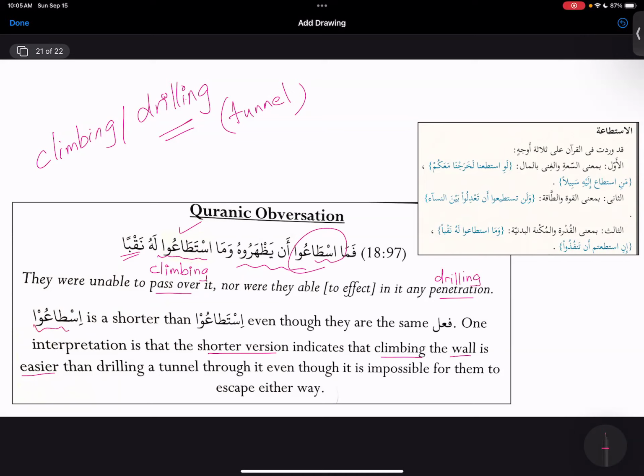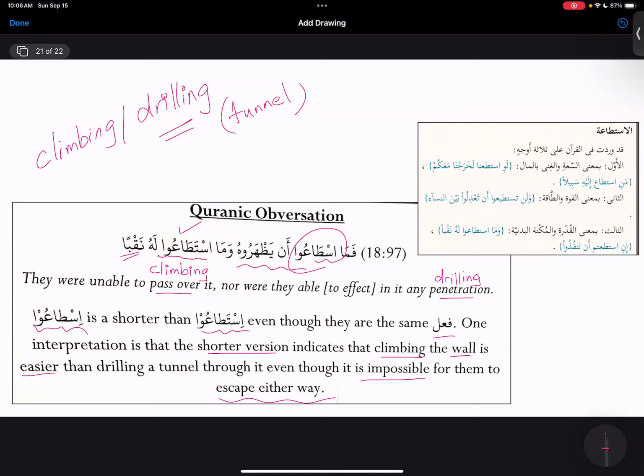So istata'u is shorter than istata'u, even though they are the same fi'l. One interpretation is that the shorter version indicates that climbing the wall is easier than drilling a tunnel through it, even though it is impossible for them to escape either way. SubhanAllah. Right? Now the meaning is understood better, alhamdulillah. Before, when we read, we used to get confused about why the two differ.